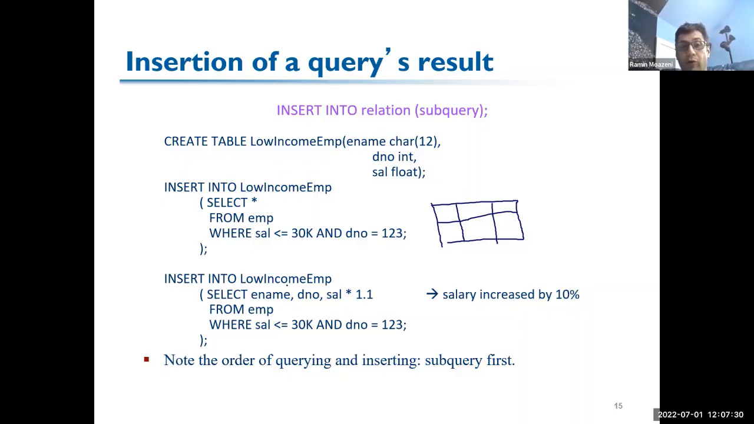Okay, now in this case, I want to insert into this low income employee table these employees who are low income, less than or equal to 30K with department number 1, 2, 3, and then increase their salary by 10%. So again, I do select e-name, DNO, salary multiplied by 1.1 from employee where sal is less than or equal to 30K and DNO is 1. Make sense? Any questions here?